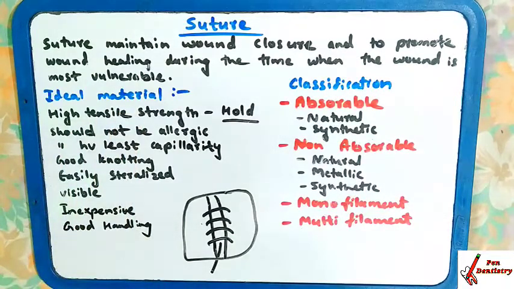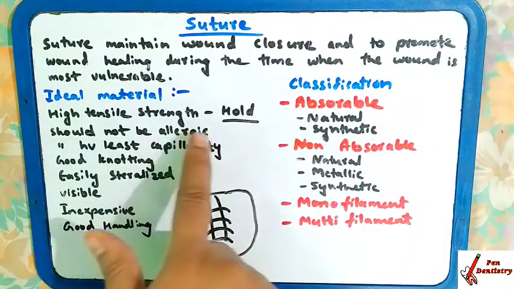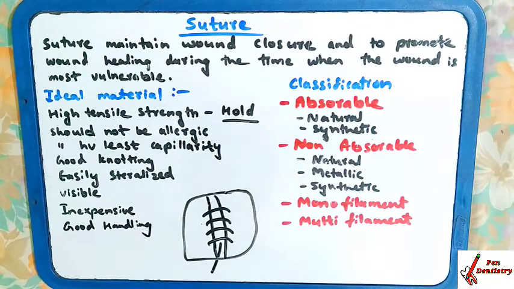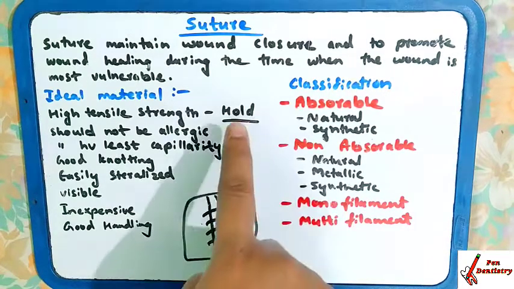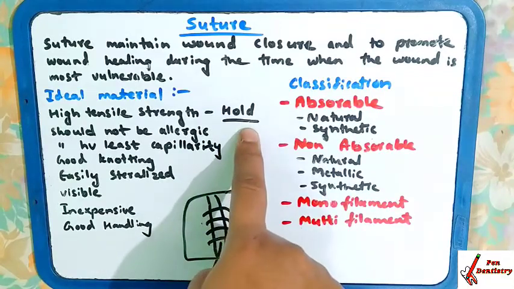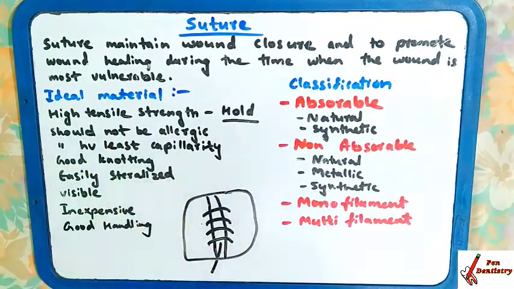The ideal suture material should have a high tensile strength to hold the wound in a proper position. It is going to hold the margins of the wound until the healing is completed. It should not be allergic. There should be no occurrence of any allergic reaction in the wound area due to the suture.